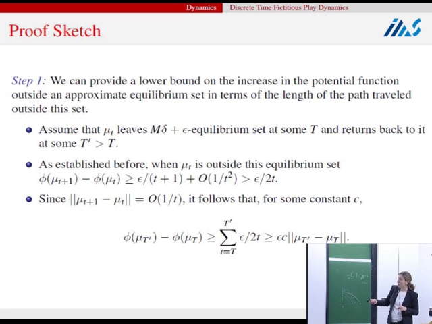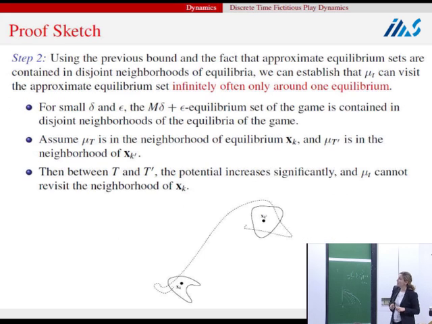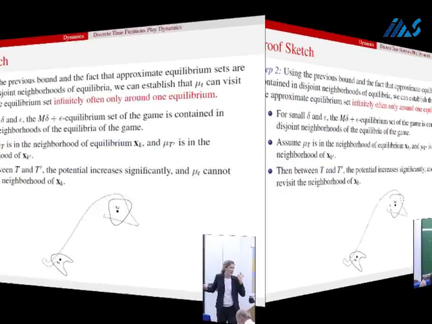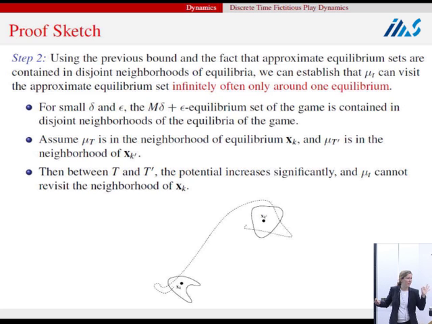And because mu t plus 1 minus mu t, remember that was small enough, for large t, the difference between the empirical frequencies was small enough, we can actually provide a lower bound in terms of this distance between the strategy profiles. Using this, the next thing actually establishes the key point that the trajectory cannot keep on going between different neighborhoods of equilibria. It can visit the neighborhood of an equilibria infinitely often around only one equilibrium. Okay? So essentially it says it will stay close to only one of the equilibria.